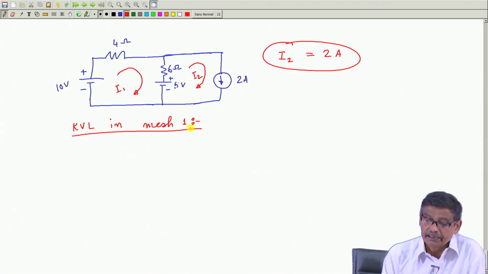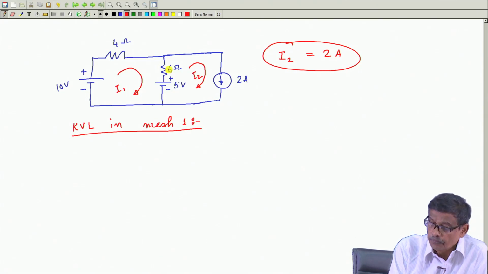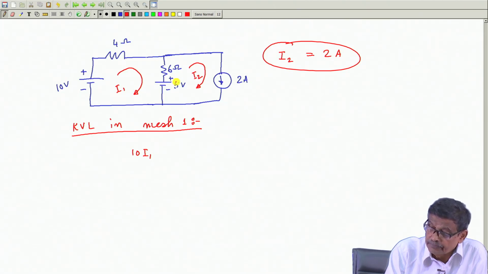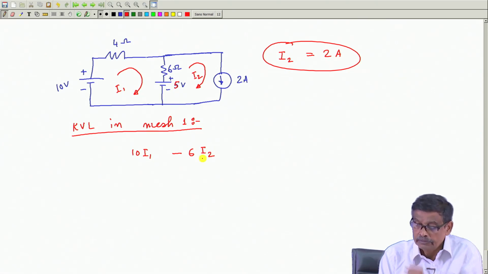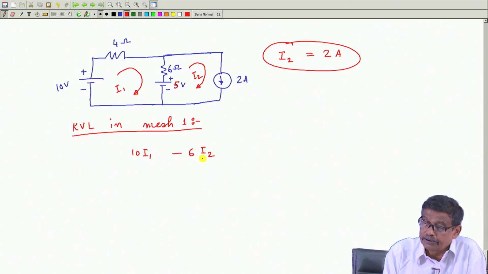What will be the thing? KVL? Coefficient of I 1 will be 4 plus 6, 10 I 1. Coefficient of I 2, this is 5 volts I have taken. It will be minus 6 into I 2. So, this is minus 6 into I 2.